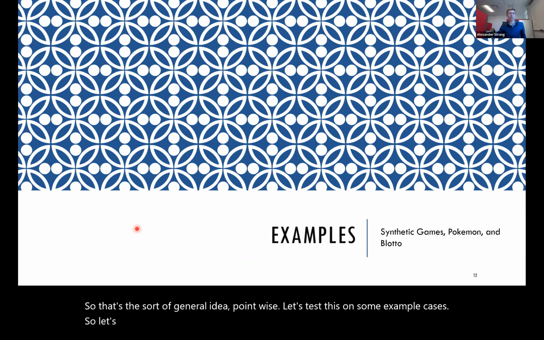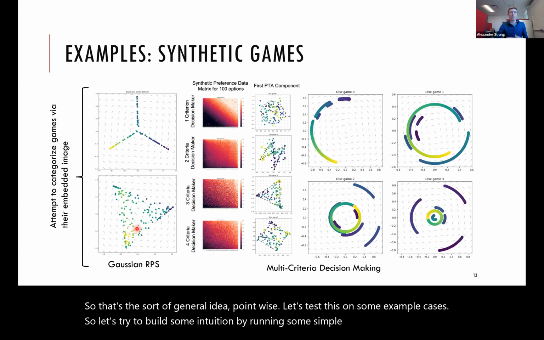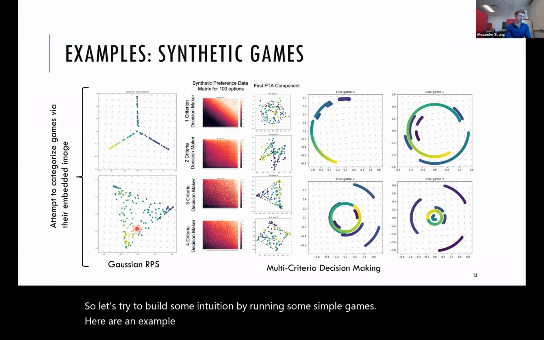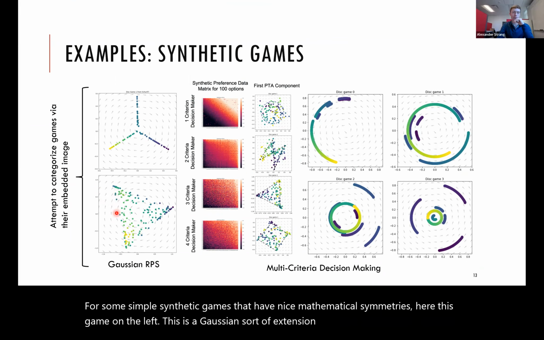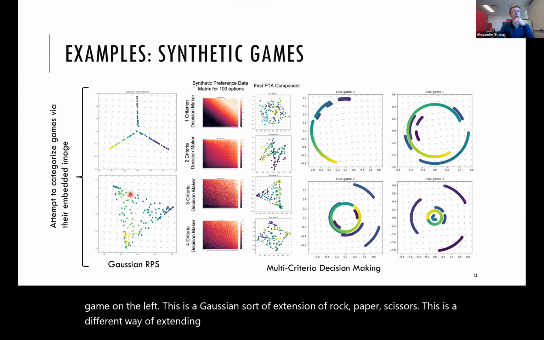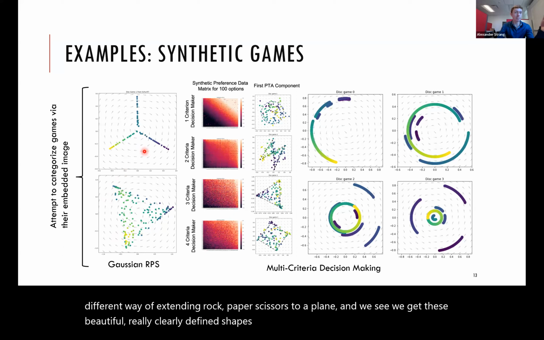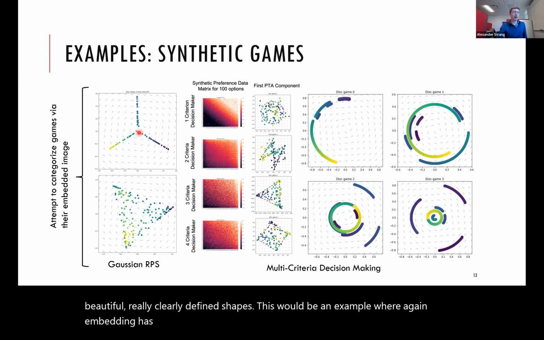So let's try to build some intuition by running some simple games. Here are really 3 different examples of this sort of disk game embedding for some simple synthetic games that have nice mathematical symmetries. Here, this game on the left, this is a Gaussian extension of rock, paper, scissors. This is a different way of extending rock, paper, scissors to a plane. And we see we get these beautiful, really clearly defined shapes. Right? This would be an example where embedding has translated some underlying set of performance relationships into some characteristic geometries in the embedding space.